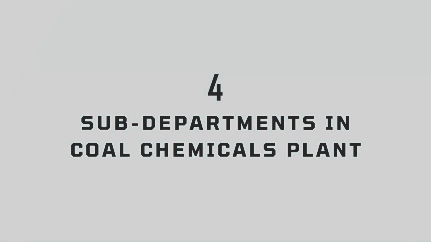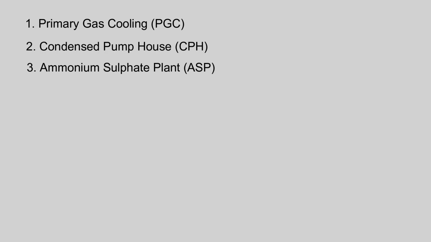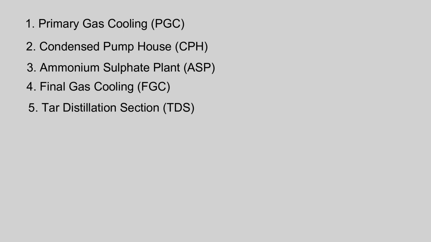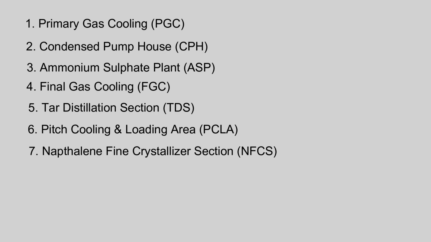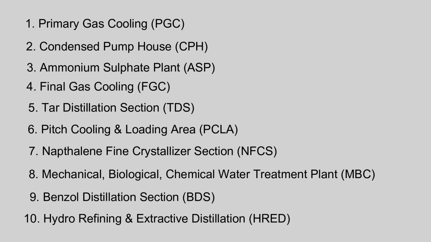Various sub-departments in the coal chemicals plant are primary gas cooling, condensed pump house, ammonium sulfate plant, final gas cooling, tar distillation section, pitch cooling and loading area, naphthalene fine crystallizer section, mechanical biological chemical water treatment plant, benzol distillation plant, and hydro refining and extractive distillation. Don't worry, in the later videos we will briefly look into each and every sub-department and connecting all of them.